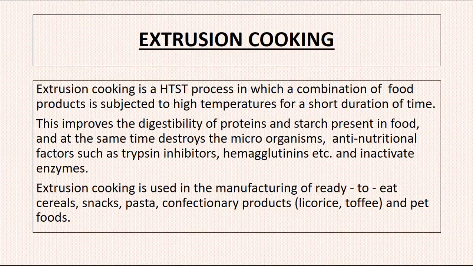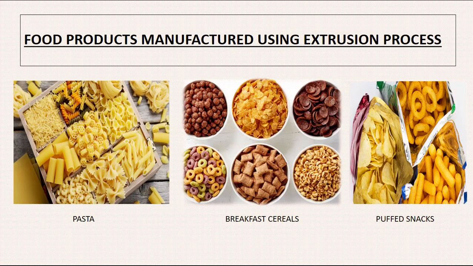Extrusion cooking, as we know, is a HTST process in which a combination of food products is subjected to high temperature for a short duration of time. This also leads to the destruction of microorganisms and anti-nutritional factors. The digestibility of proteins and starches present in the food is also improved by this method. As you can see, these are the main types of food products that are manufactured using the extrusion process, which include pasta, your breakfast cereals, and your puffed snacks.